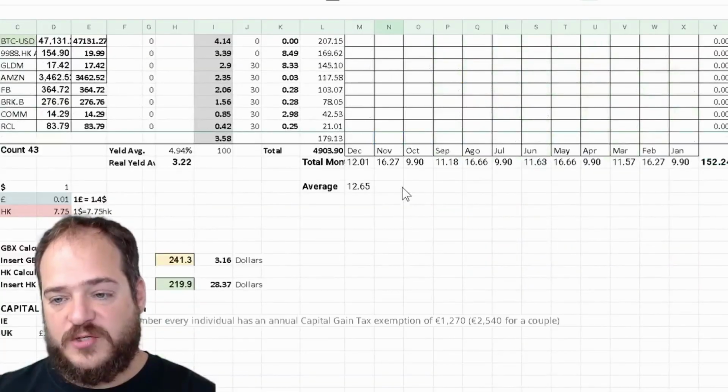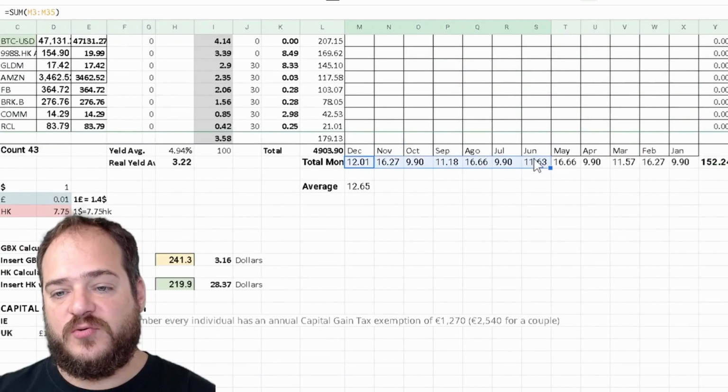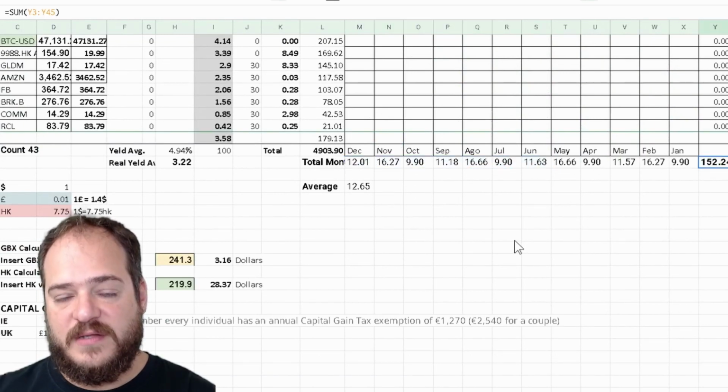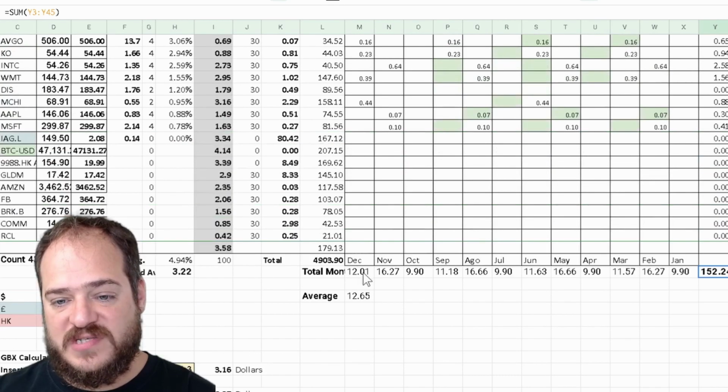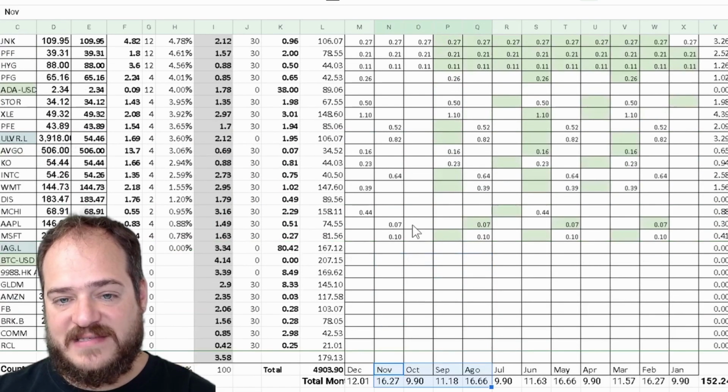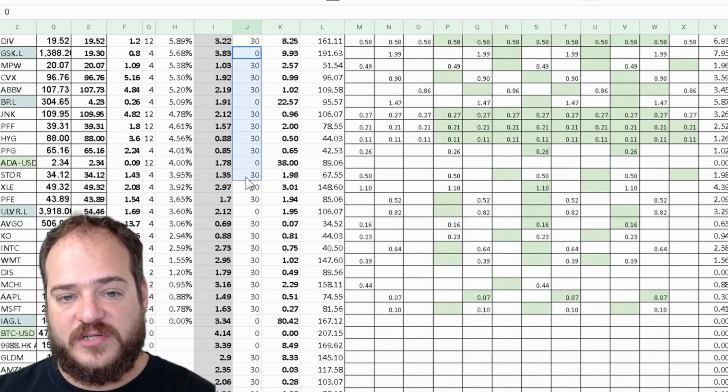One of the things that you can do is check how much you're going to receive per month, and as well in terms of annually how much you're going to receive. Bear in mind this is stocks after tax, because the tax is being calculated here.